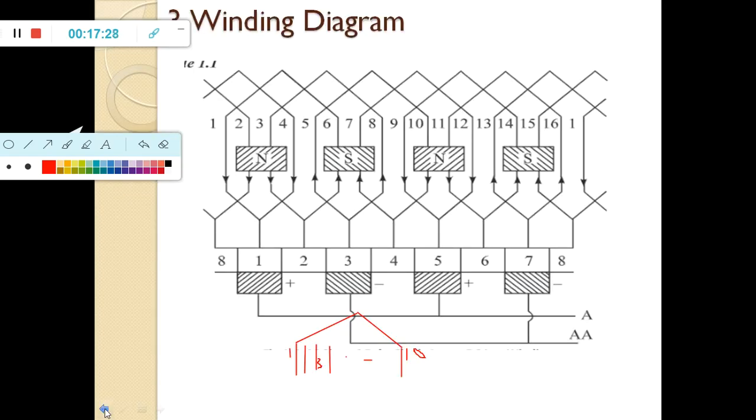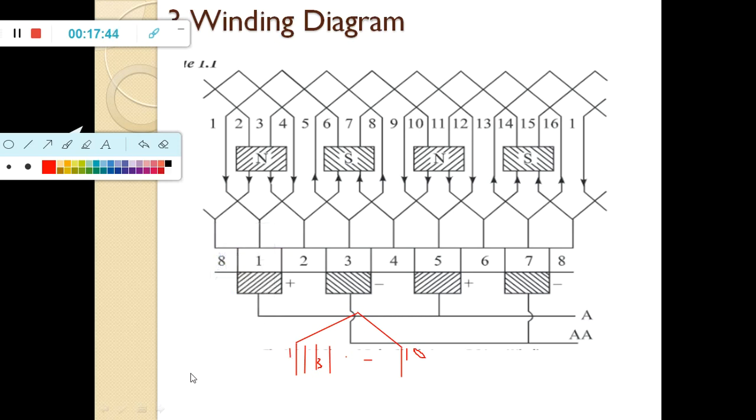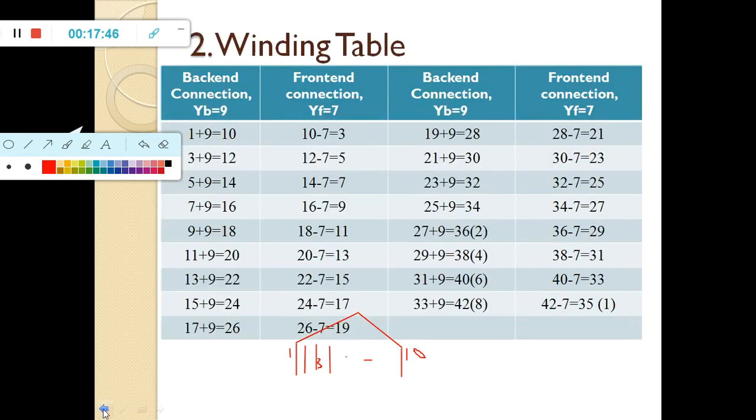So the third conductor is connected to the 10th conductor. Here you can see in detail. So the first conductor is connected, so this is not a problem. Okay, this is your winding table.